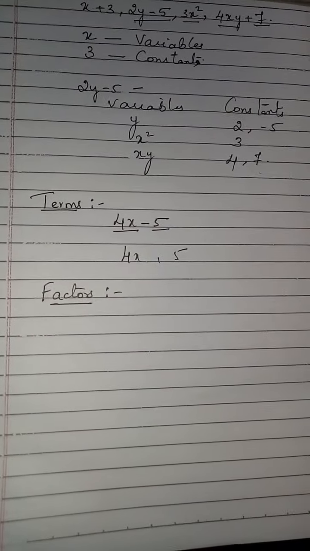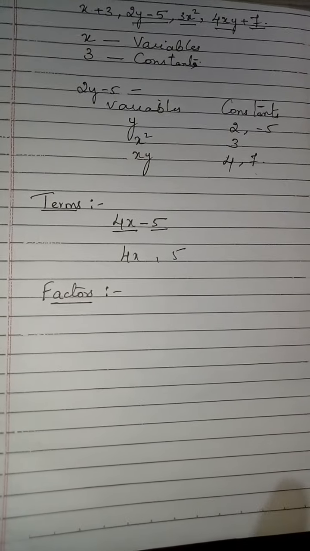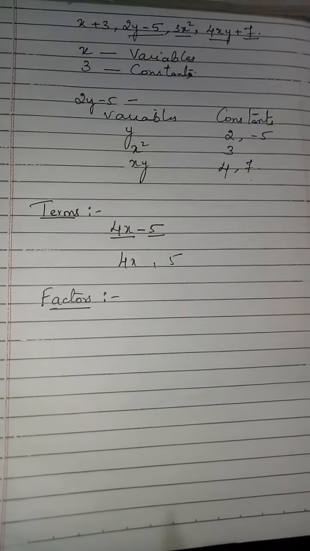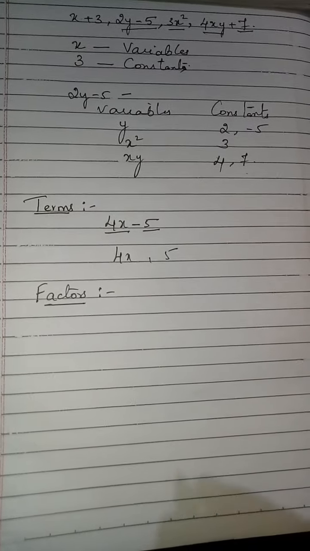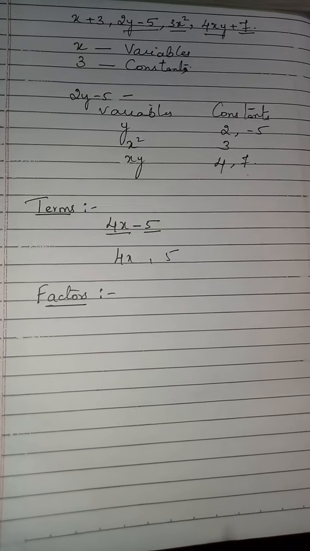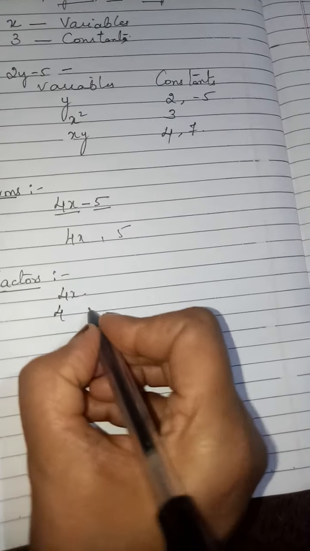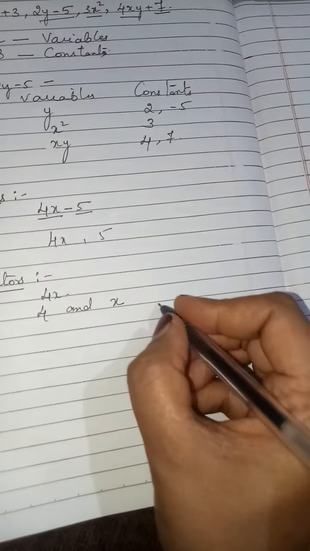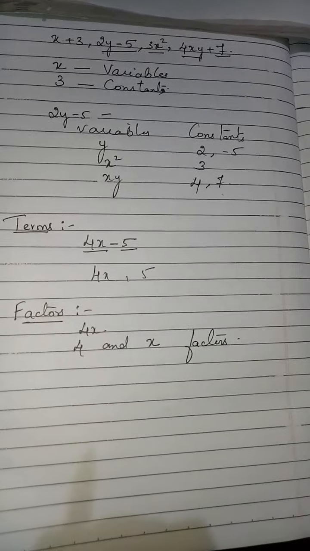So next is the factors. We have learnt about the terms, that is there are two terms 4x and 5. Okay, next we are learning about the factor. What is this factor? The terms themselves can be formed as the product of factors. For example, if you take 4x, here 4 and x are the product of factors, you can see. Understood? These are the factors.